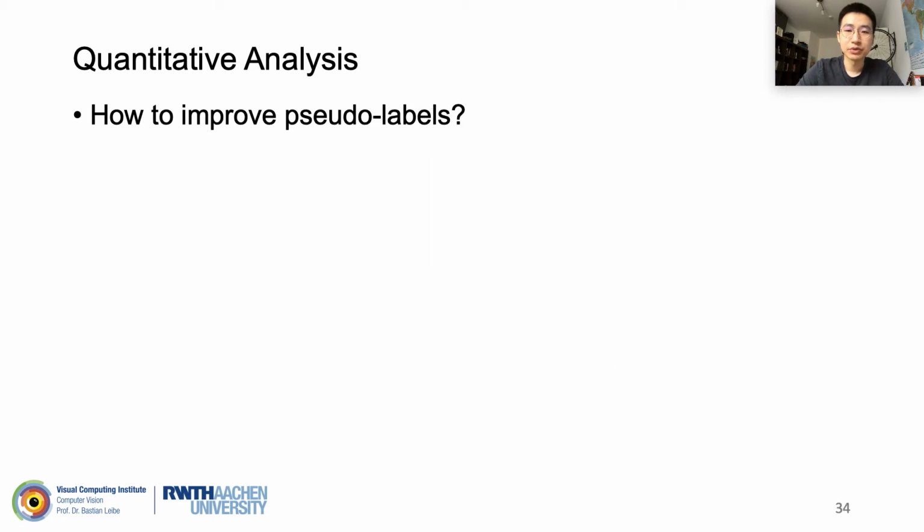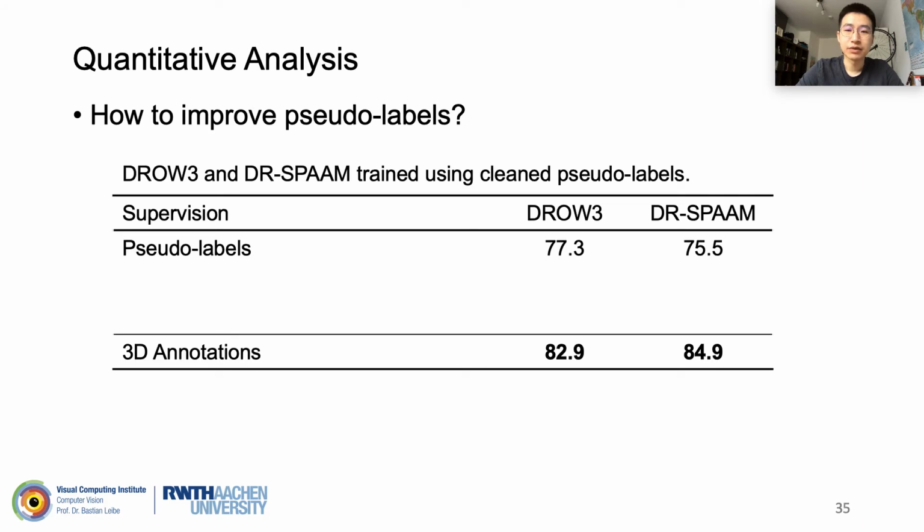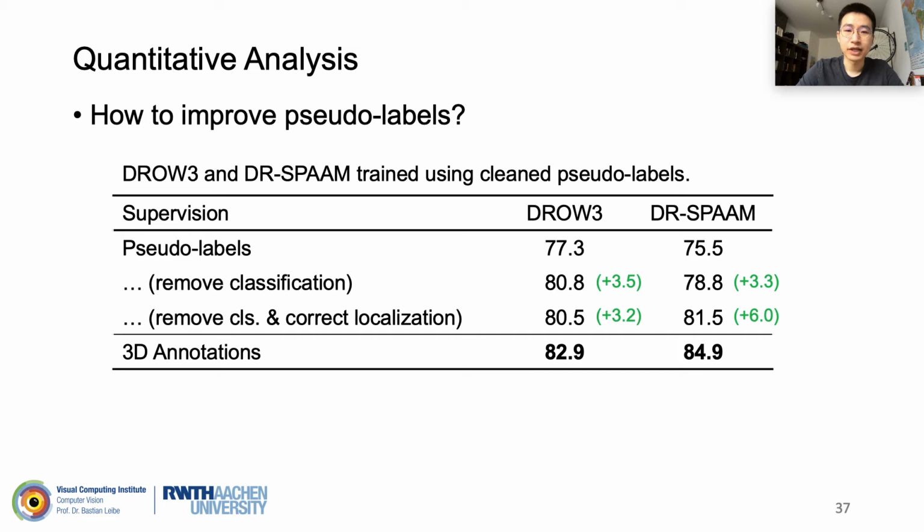Can we further improve pseudolabels to reduce the gap to annotation? We answered this question in two steps. We saw that pseudolabels contain noise, so in the first step, we studied how much the labeling noise influences detectors. We use the ground truth annotations to incrementally remove the noisy labels from training. So if we remove all misclassified labels, we have more than 3% improvement. Correcting localization error on top of that gives more improvement for DR-SPAAM. These values are the upper bound of using pseudolabels.